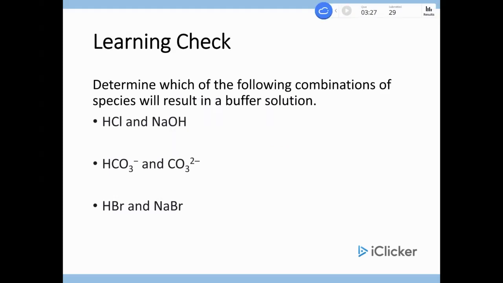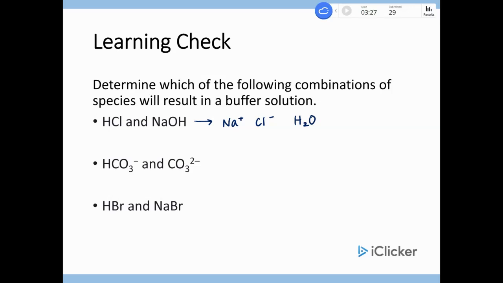All right, first reaction, we have HCl and NaOH. What do we know about HCl? It's a strong acid, yes. NaOH? Strong base. So HCl and NaOH, if you add them together in solution, we'll have sodium cation, chloride anion, and H2O.